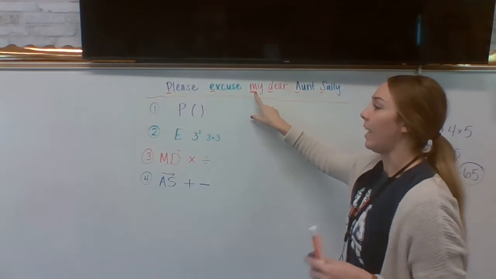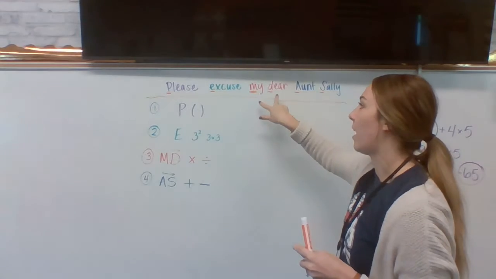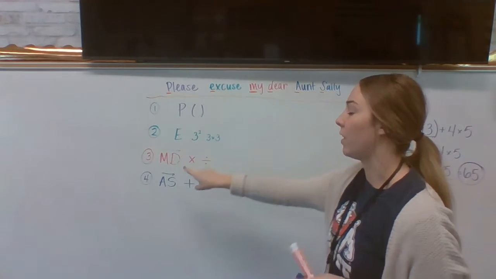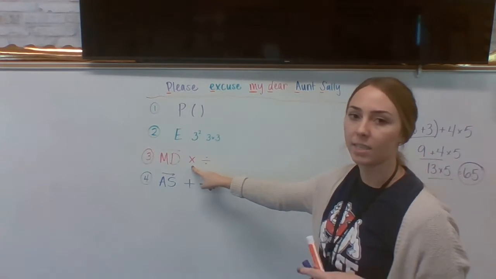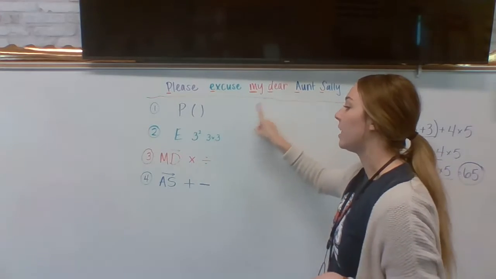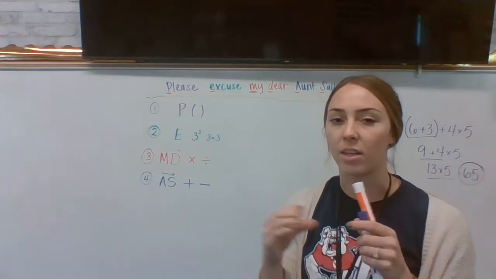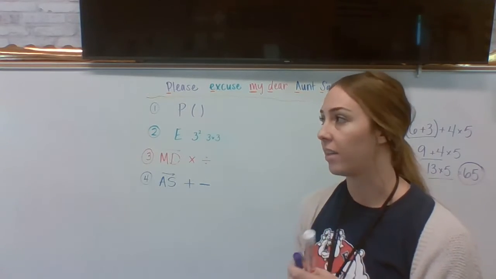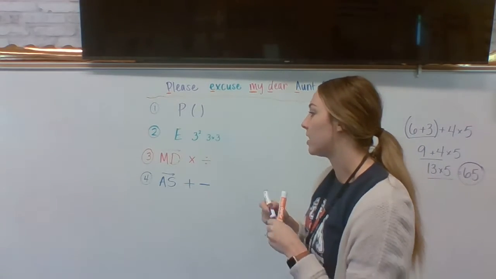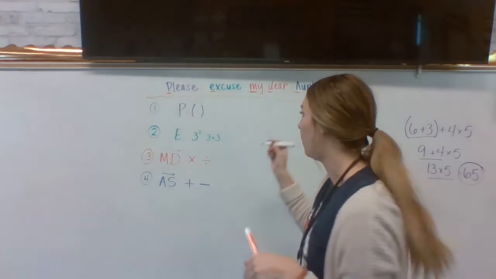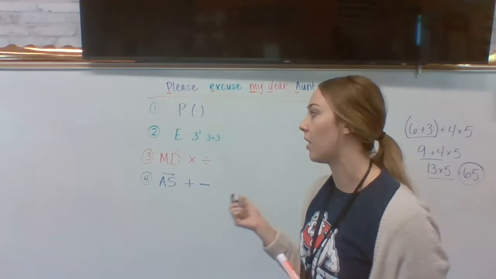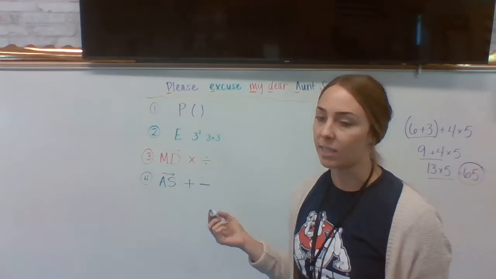Number 3 and 4, I guess, kind of go together. My dear. So the M in my stands for multiplication. And the D in dear stands for division. The reason they're on the same level, grouped together, is because these operations actually are equal to one another. One of them has to go first, because otherwise, how are you going to list the order?